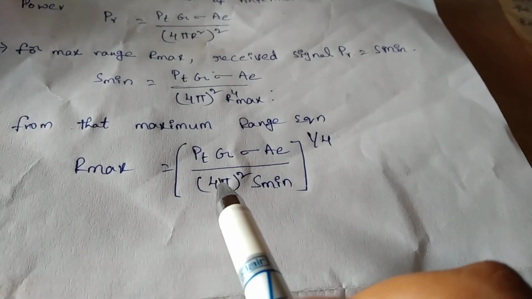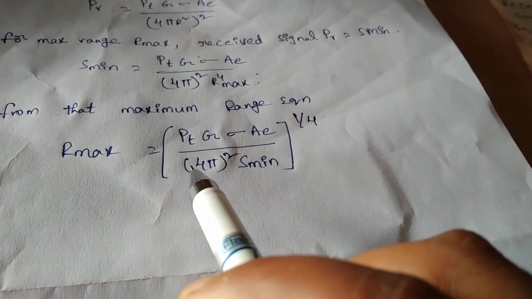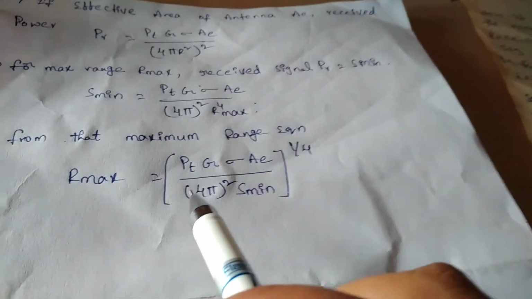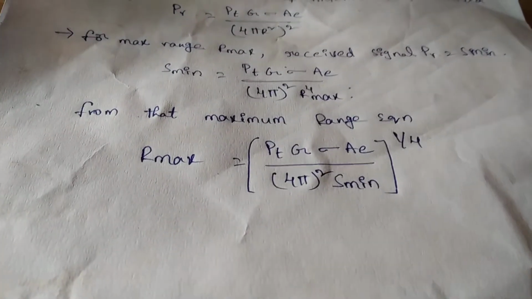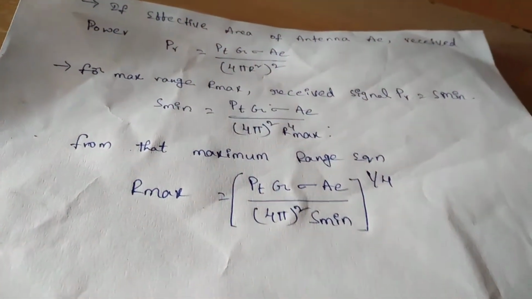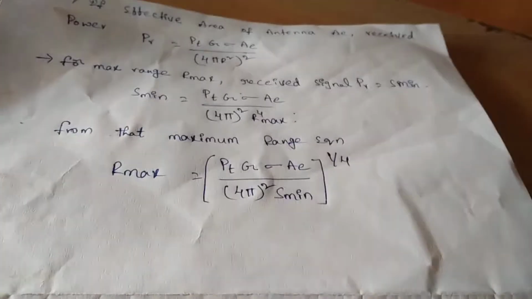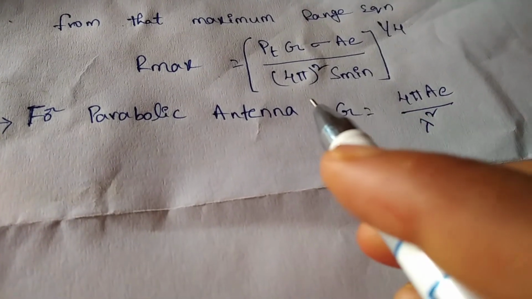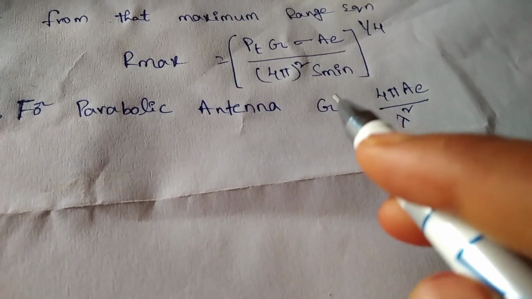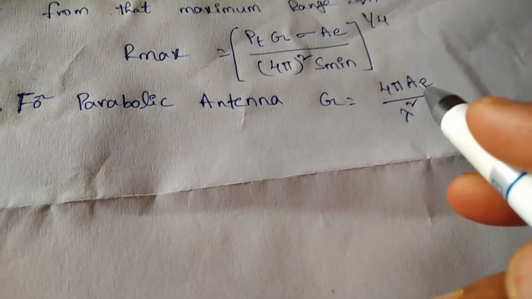Now, if you want further derivation of the radar range equation, usually a transceiver antenna is used for the radar system, with a parabolic dish antenna. For a parabolic antenna, the gain G equals 4 pi AE by lambda square. So we have a relation between the gain and the effective area AE.